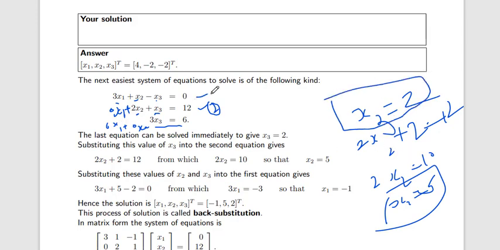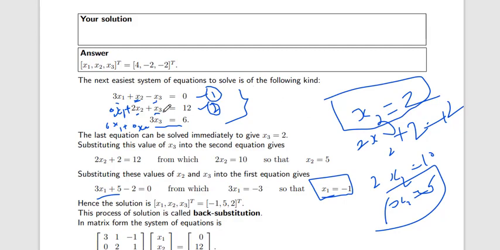Now first equation, in here we have known value of x2 and x3. So if we put value of x2 and x3, then we will get value of x1. Okay, 3x1 plus 5 minus 2, from which 3x1 is equal to minus 3, so that we will get value x1 is equal to minus 1. Okay, simple method. We solve this with simple method.